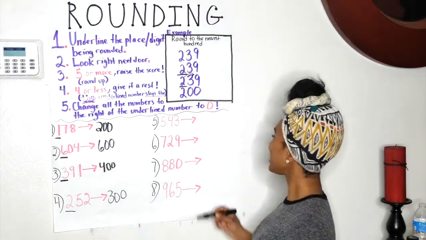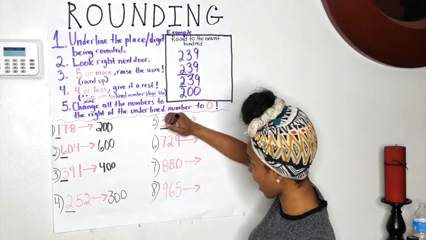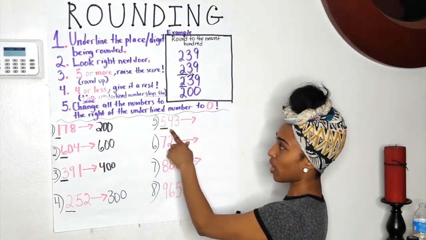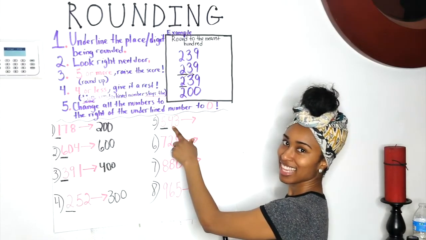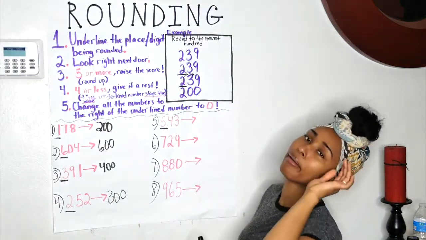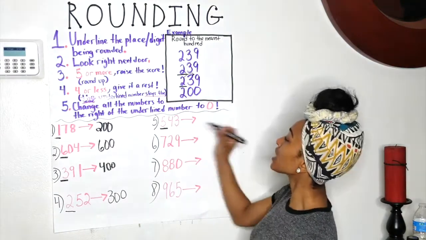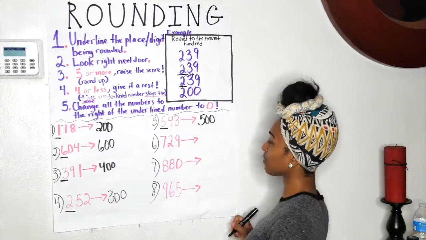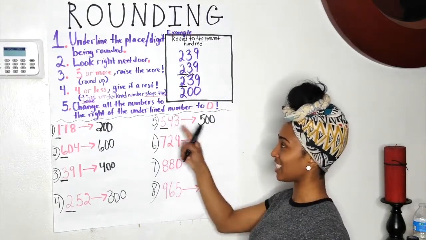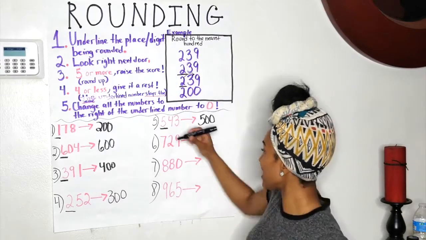Number 5, underline my digit being rounded. Look next door. Is this 5 or more or 4 or less? Good. 4 or less, give it a rest. So it's going to stay the same. 500. This is the nearest 100. 500.